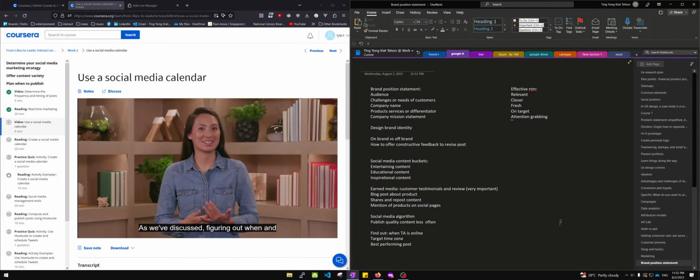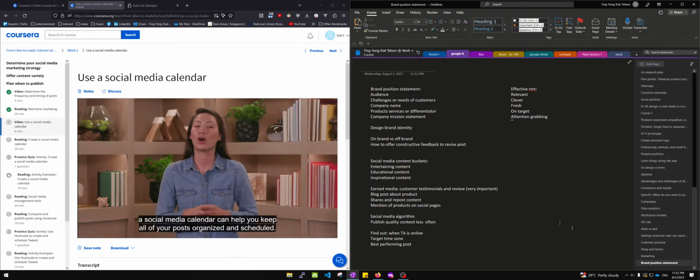As we've discussed, figuring out when and how often to post content is a key component of your social media strategy. Once you've determined the timing and the frequency you'd like to publish content on different platforms, a social media calendar can help you keep all of your posts organized and scheduled. A social media calendar is a calendar of all your social media posts. This tool can help you manage and organize your social media publishing schedule in a variety of ways.